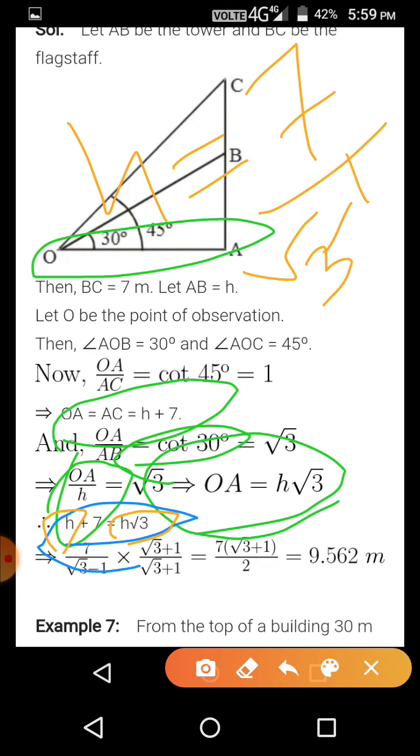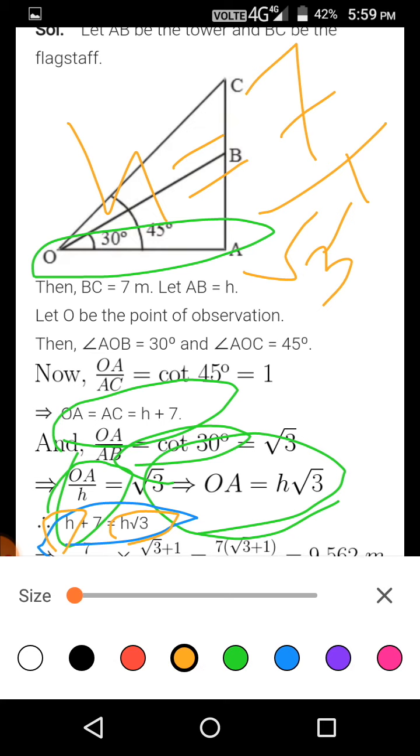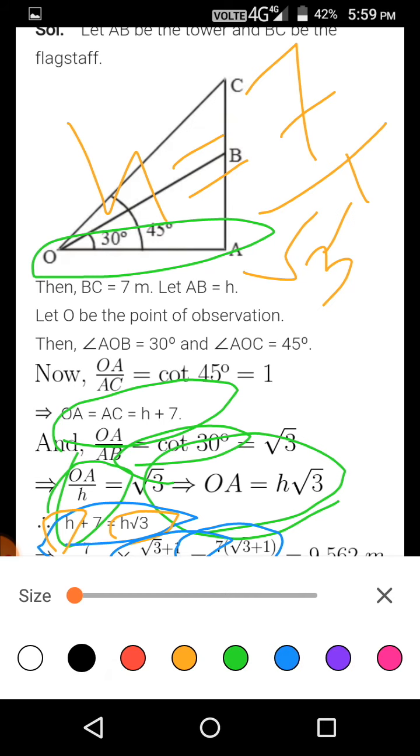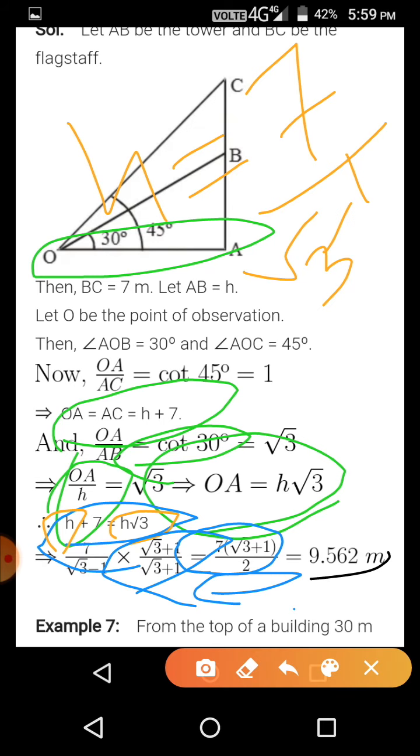Remember, then he has rationalized it. As you can see, where is the rationalization? See here, this is called rationalization. So if you multiply by root 3 plus 1, root 3 minus 1 in the denominator becomes 2 after rationalization, and in the numerator it becomes 7 into root 3 plus 1. And on solving, root 3, you know the value is 1.732 plus 1 is equal to 2.732 multiplied by 7 and divided by 2. That gives us the final answer. And what is the final answer here? 9.562. So this is how you solve these questions on heights and distances.